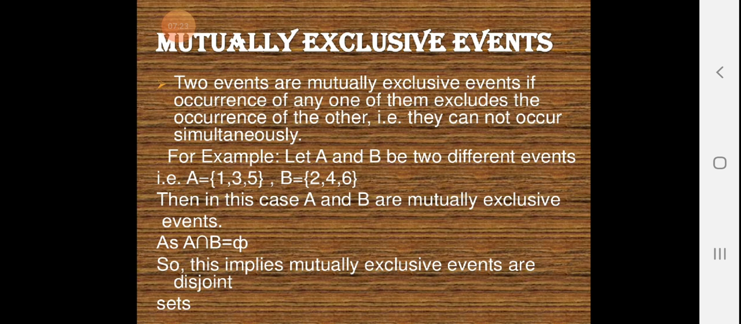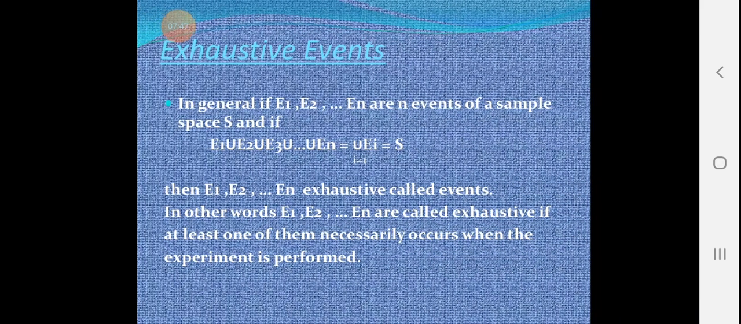B is 2, 4, 6, which are even numbers. Then we can say that in the case of A and B, they are mutually exclusive events. That means A intersection B is null. That means there is no common outcome between A and B. So mutually exclusive events are disjoint sets, that means null set.